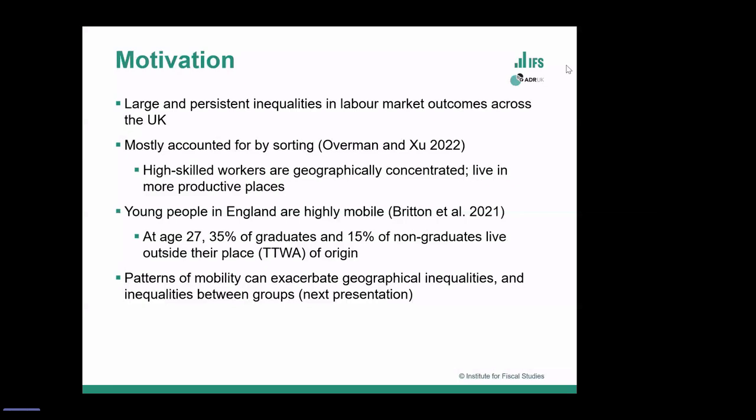At the same time, previous work has also shown that young people in England are very mobile. So by age 27, over a third of graduates and more than 1 in 7 non-graduates live in a travel to work area in a local labour market that's not the one they grew up in. So people are very mobile. And, putting these two things together, we think that patterns of mobility are very important because they could either mitigate or exacerbate geographical inequalities in human capital and therefore in earnings. And also to the extent that different groups move in different ways, in particular if there are differences across socioeconomic classes, patterns of mobility could also have an effect on social mobility.